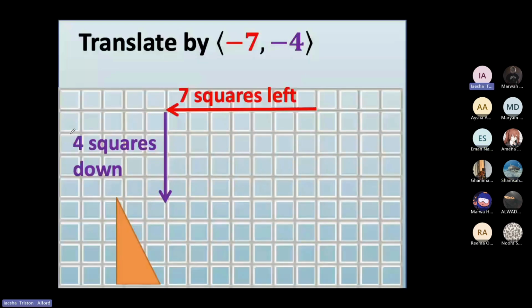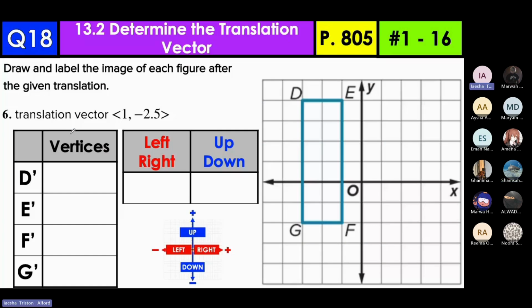Okay. So if they give you the vector, you know how to do the movement, right? Yes. So here it is. Another one. So they give you the vector. Where do they want you to move?